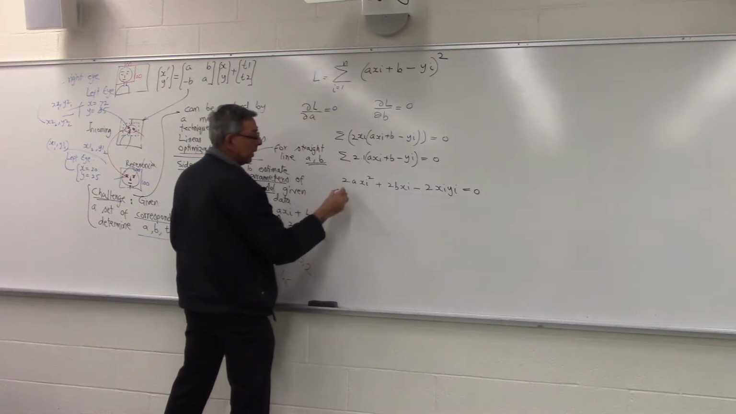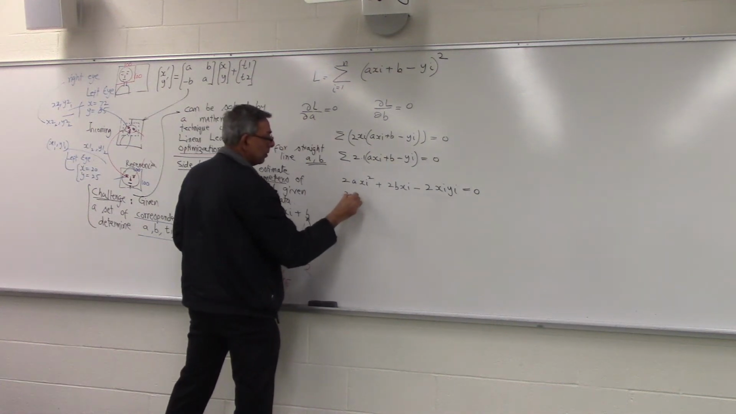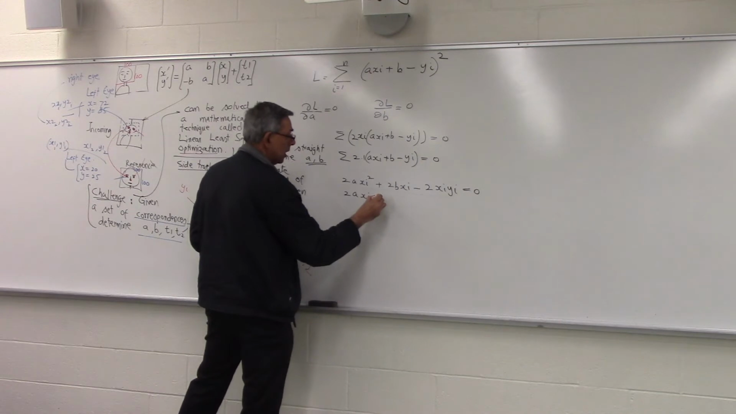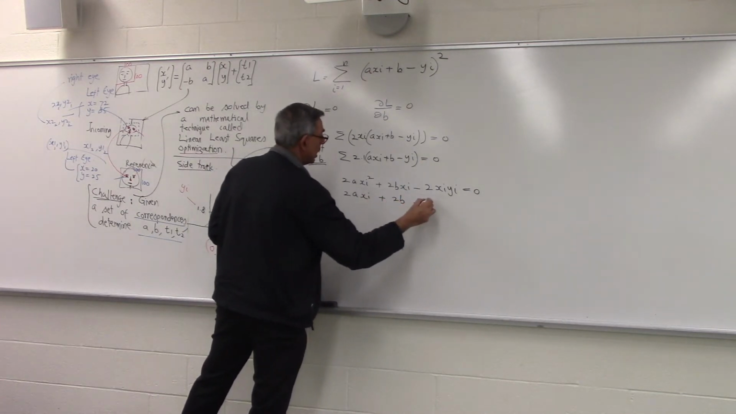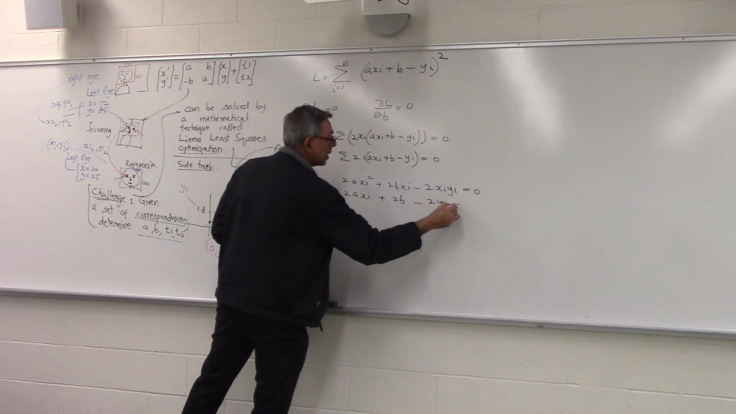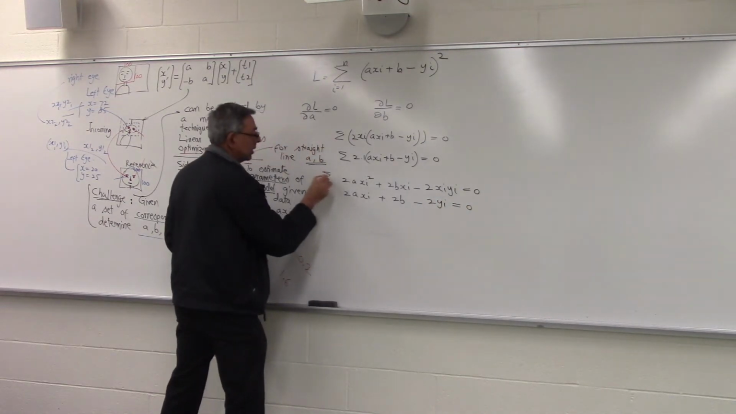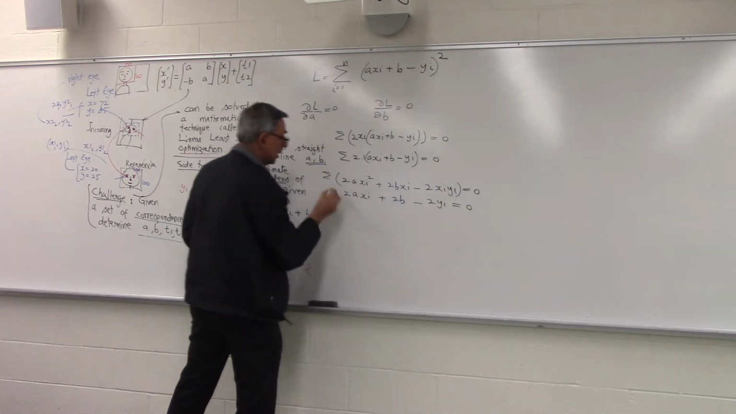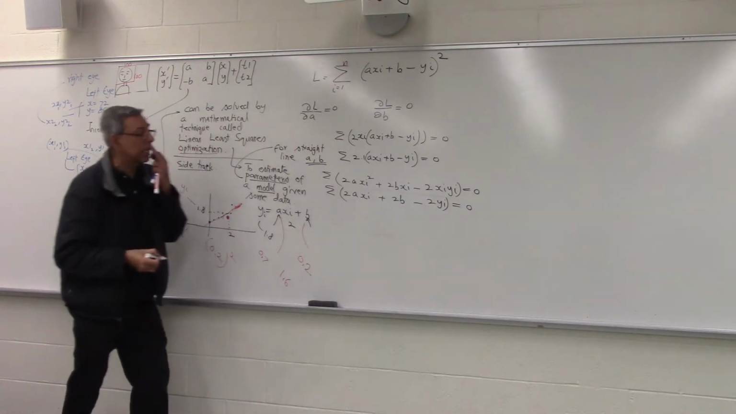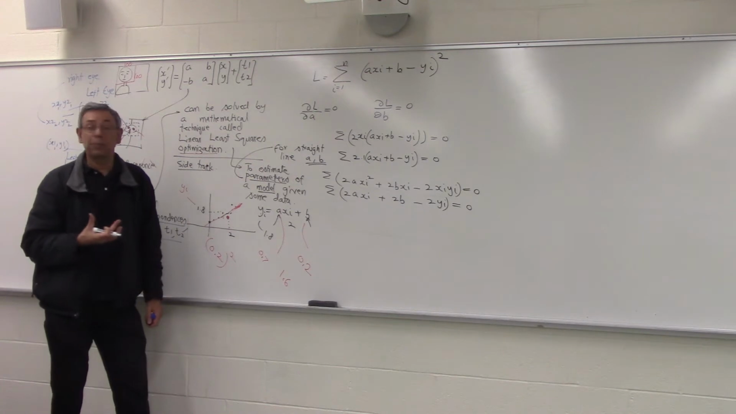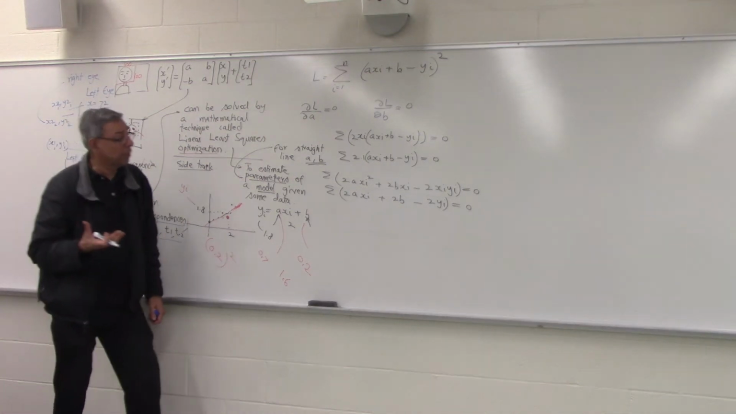Let's go to the second equation. 2a x of i plus 2b minus 2y of i equal to 0. And there's a summation involved over here, summation involved over here for all the data points. Okay? So now let's try to make it in a matrix form.